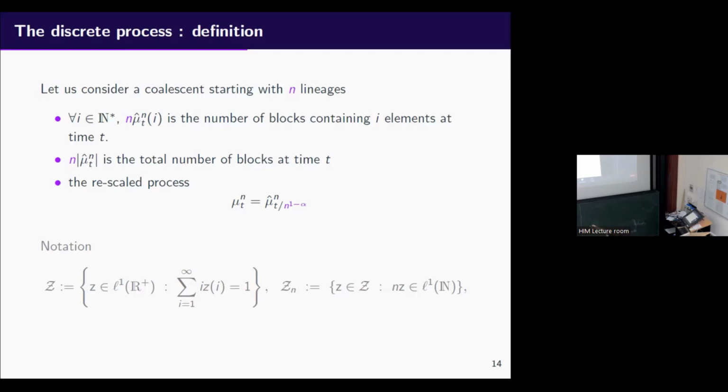So we are going to rescale the number of blocks by n, and to rescale time by n divided by n to the 1 minus alpha. Okay. So we are going to assume that we start with many blocks, but we rescale time this way to see what happens close to the origin. Okay. So then we have this process mu t that takes values in this space, which is basically a subset of L1 of R, where you have this property that is always satisfied, because since blocks only merge, the sum of the sizes of the blocks will always be equal to n.